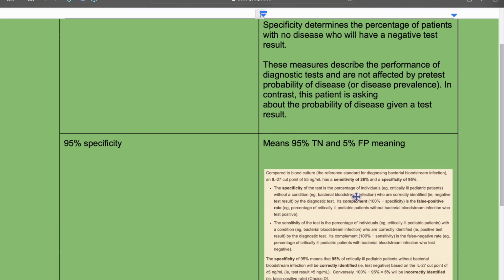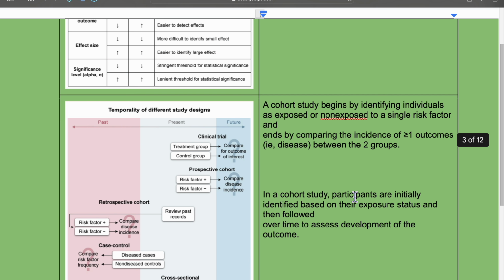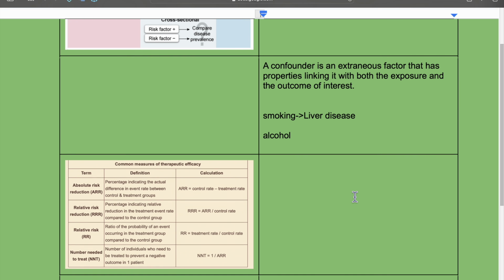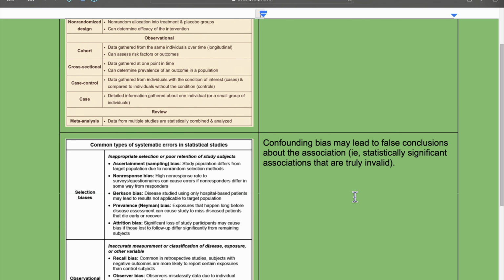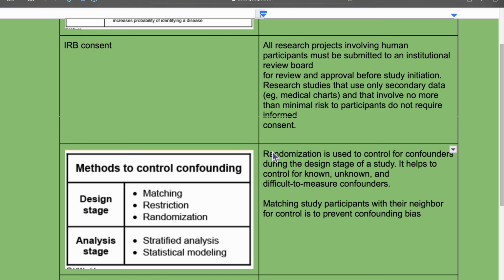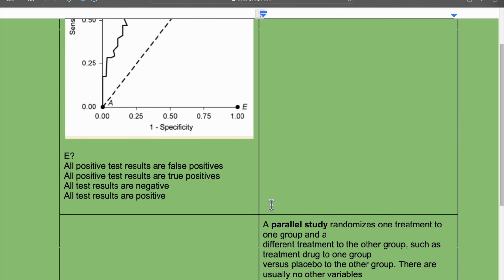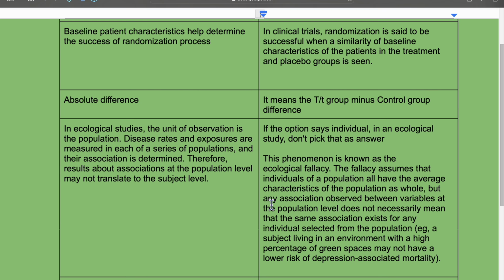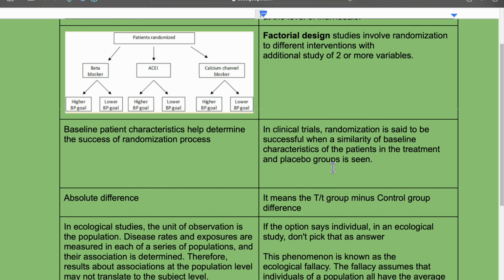Did I miss out? Right here. Randomization is used to control for confounders during the design stage. It helps control for known, unknown, and difficult to measure confounders; matching study participants with their neighbors for control is to prevent confounding bias. Okay, so randomization in clinical trials is said to be successful when a similarity of baseline characteristics of patients in treatment and placebo group is seen.